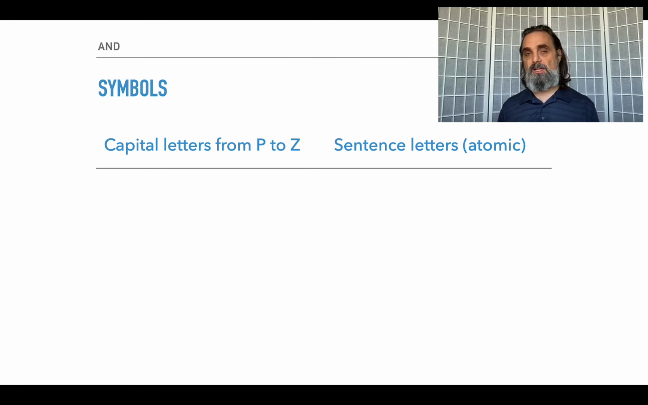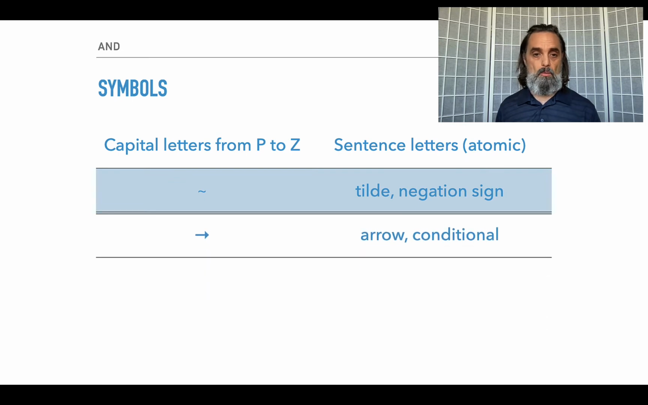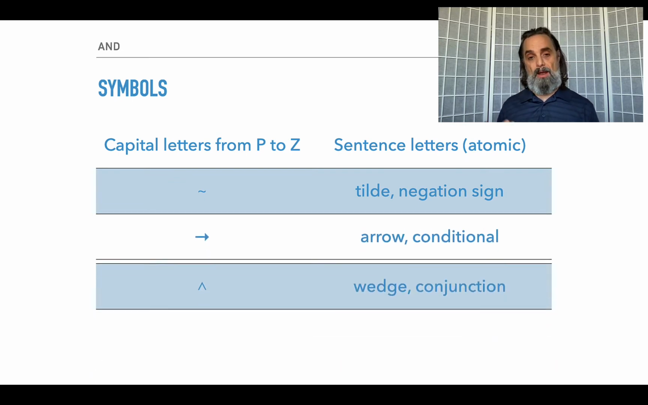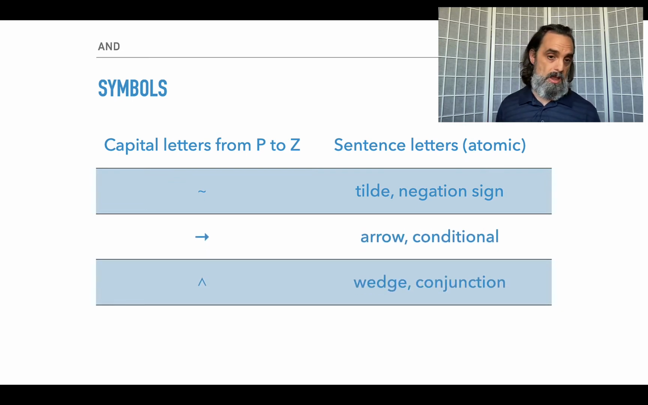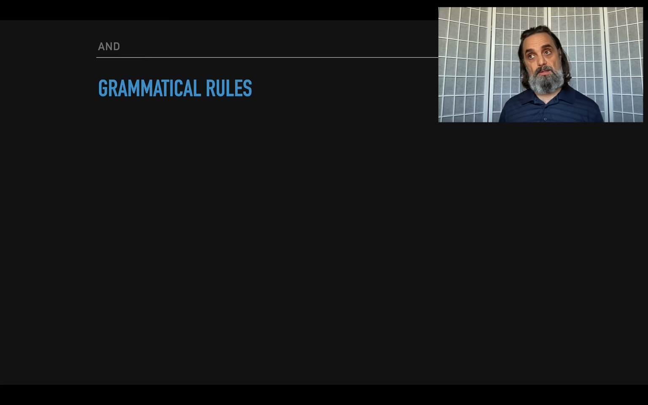Those are our sentence letters, the atomic sentences. We have the tilde or the negation sign. We have the arrow or the conditional. And then we have this new sign, the wedge or the conjunction. And we still have our parentheses for punctuation. We need to say how we form sentences with the new symbol.